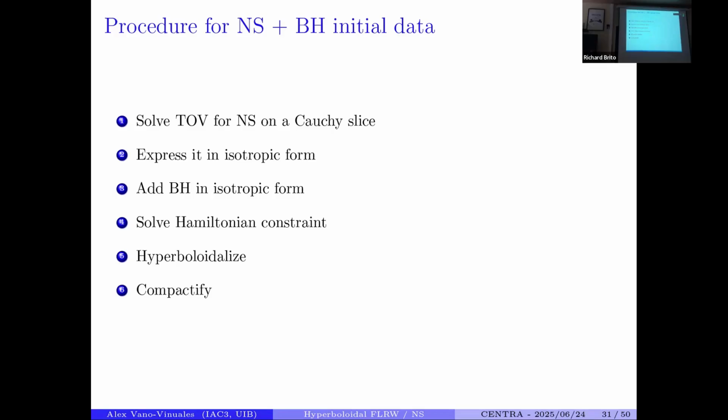For a neutron star and black hole, basically you have a space-time that includes both. Now that is not going to satisfy the constraint equations by default. So you will have to solve at least the Hamiltonian one. The other one is straightforward. And then once you have the constraint-satisfying space that includes both the neutron star and the black hole at the center, you can compactify to obtain data that you can use.